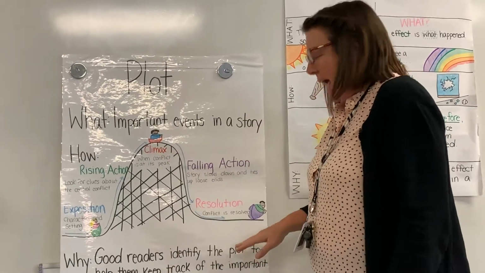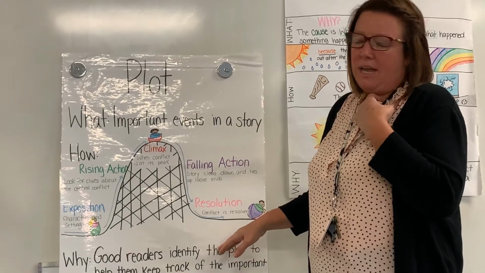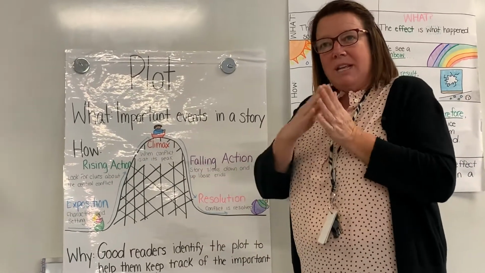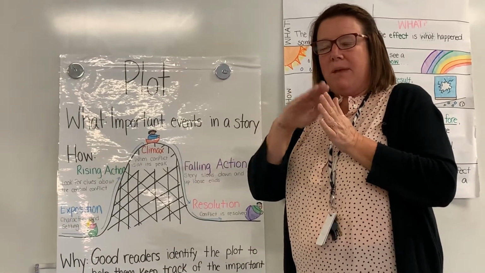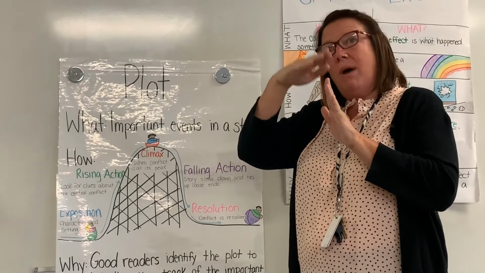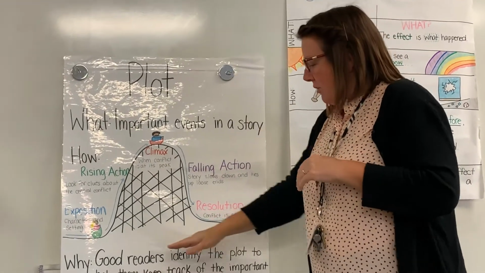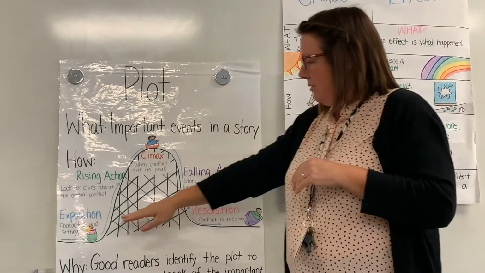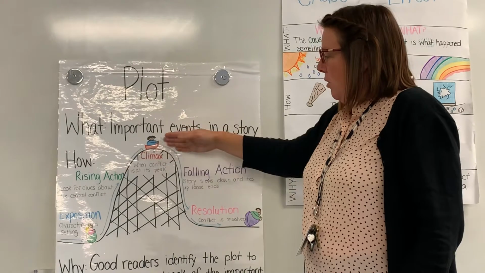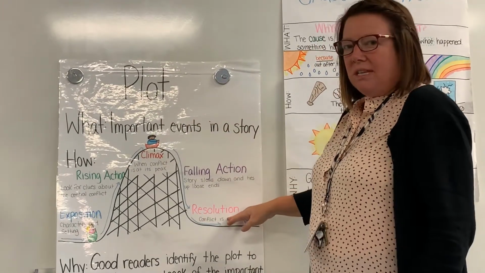Good readers have to be able to identify the plot, or the organization of a story, so that they know what's happening in a story. When you're reading a story and things are happening, you have to be able to keep things in place and remember what's happening, what event in each story is building on each other. So that's why good readers have to be able to tell what is the exposition, what's the rising action, what's the climax, what's the falling action, and what's the resolution.